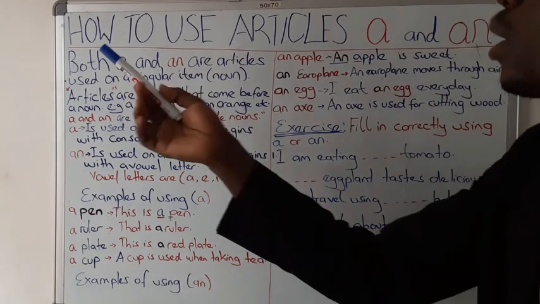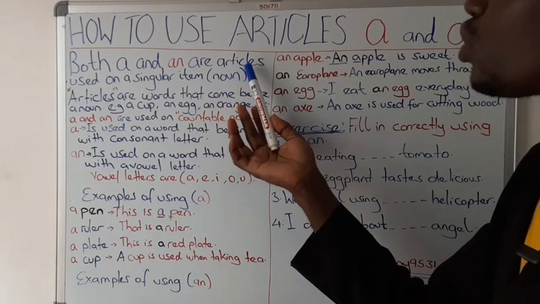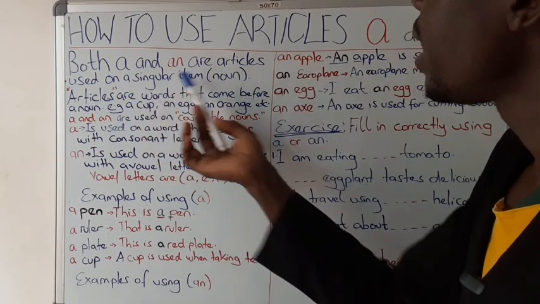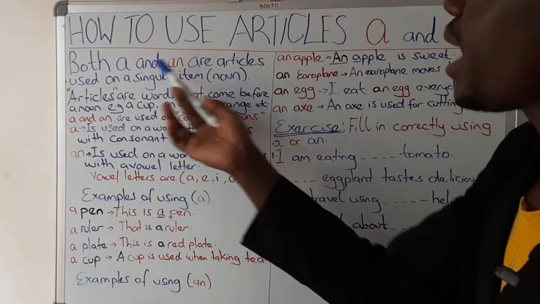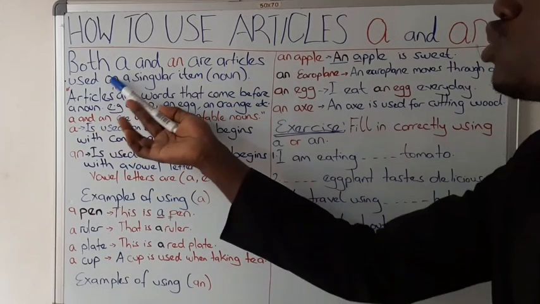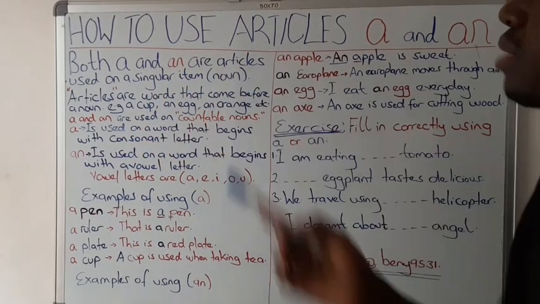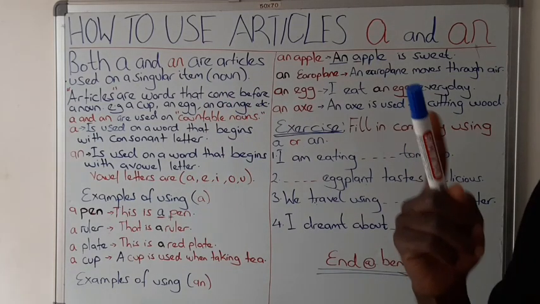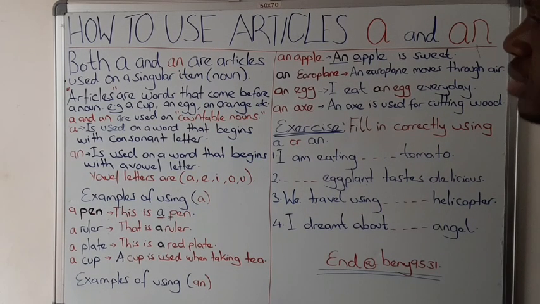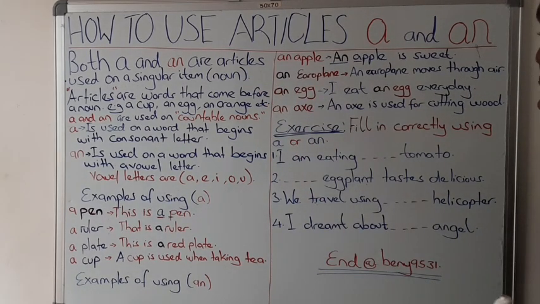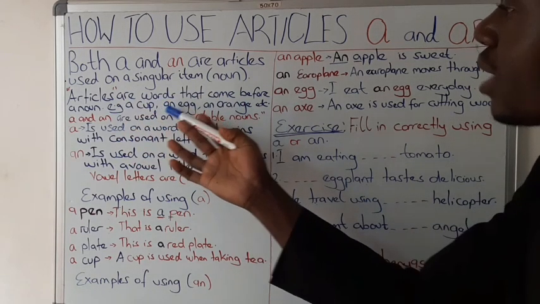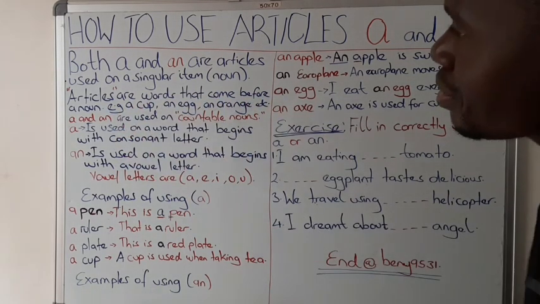Okay, let's get started. Both a and an are articles used on a singular item or noun. So singular item means one item or one object. Remember we said a noun is a name given to anything. For example, a cup, a marker, a whiteboard. So these articles are words that come before a noun.